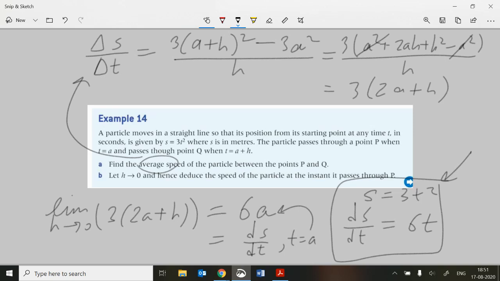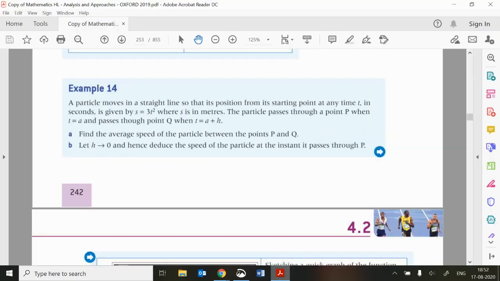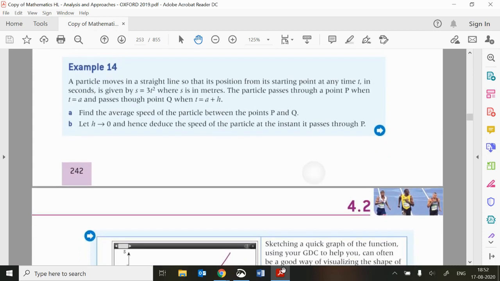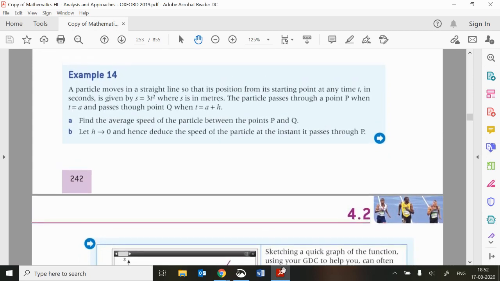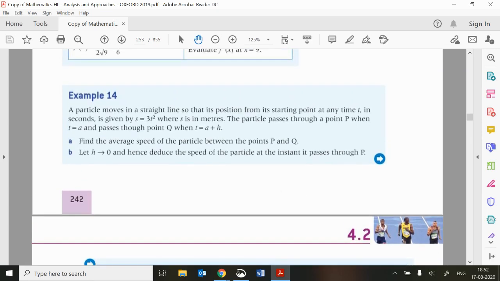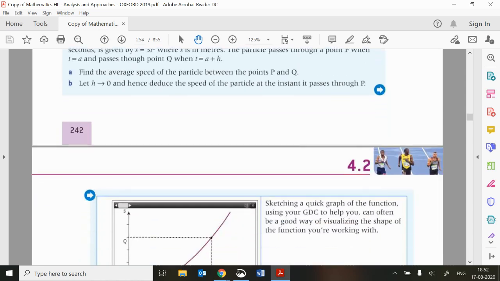Okay, and in an exam situation, I think average speed, you'd still have to set up like this. So you can see that they're trying to lead you through exactly the same steps. Well, maybe the exam question would actually say, prove that the speed is 6a, but actually it does say hence deduce, so therefore we know that we do need to use differentiation by first principles in this question.